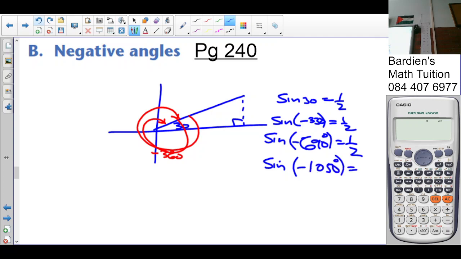And what do we get? If you subtract 360 all the time, it's the same as what sine of 30 was. So when I add 360 to a certain number or subtract 360 from that number, it gives exactly the same result. You all agree with that? Because the revolution is completed. Okay.